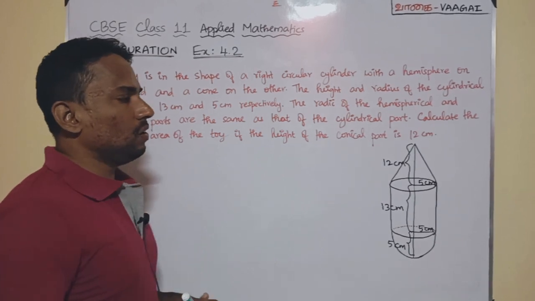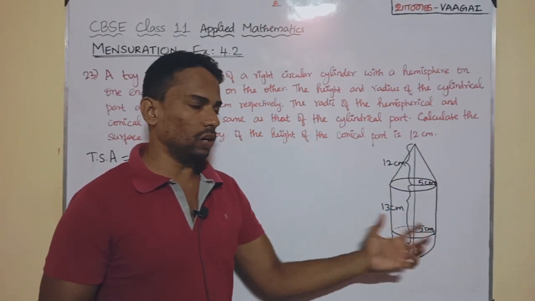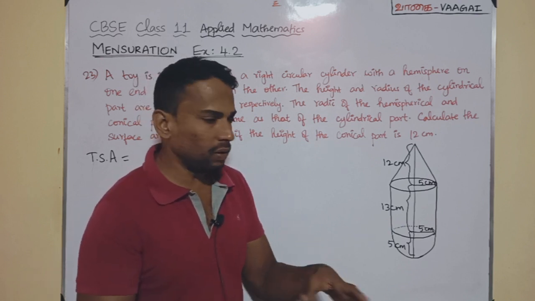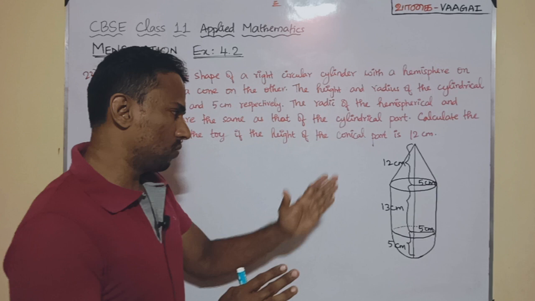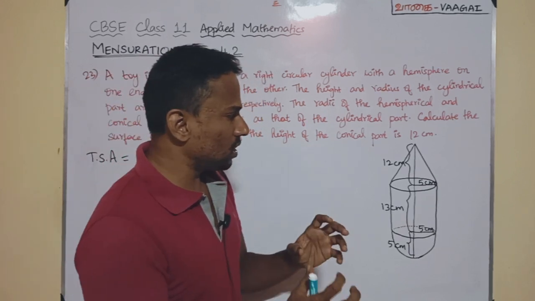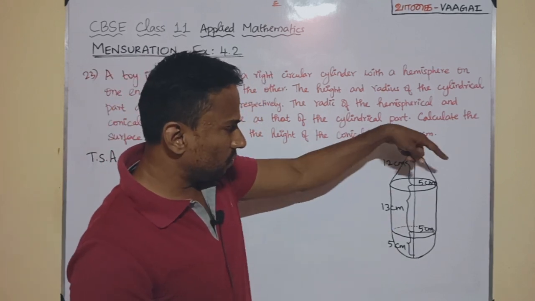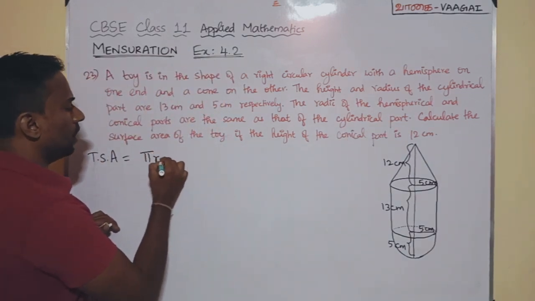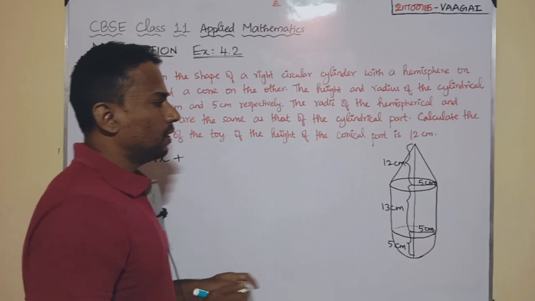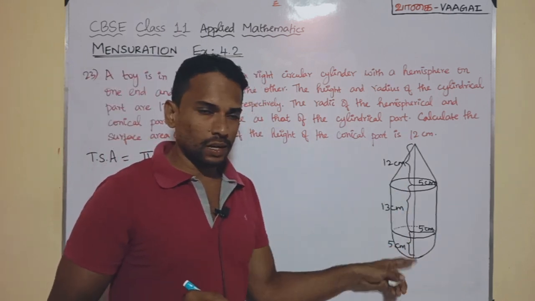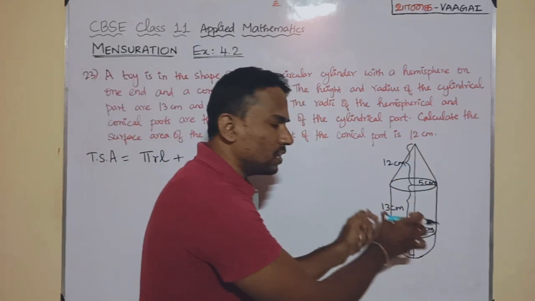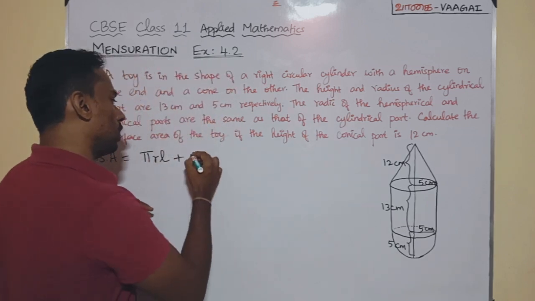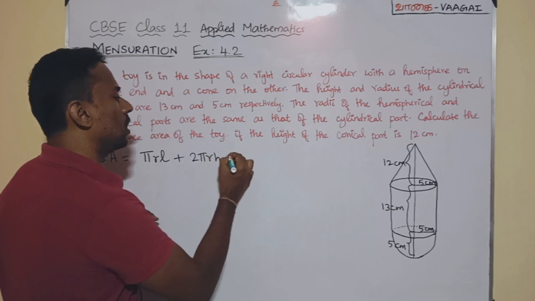Now, it's very easy. To find the total surface area of the solid, we have to see physically what are all the surfaces visible for this toy. If you clearly see, the physically seen surfaces are the curved surface area of this cone, which should be taken as pi r l, plus. Next, what about the cylinder? For the cylinder also, the curved surface is what is seen. Curved surface area of the cylindrical portion is going to be 2 pi r h, and then plus.